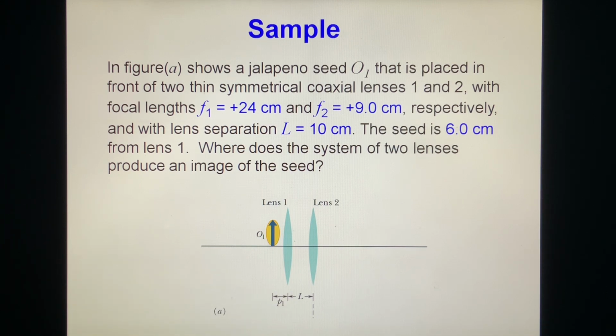Where does the system of the two lenses produce an image of the seed? Where is the seed? Okay, so we do it in 2 steps.